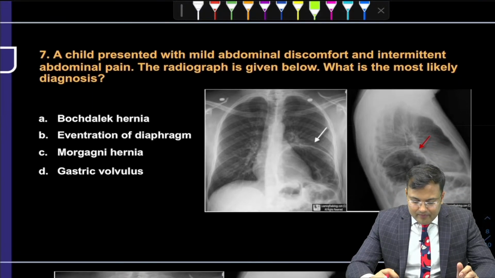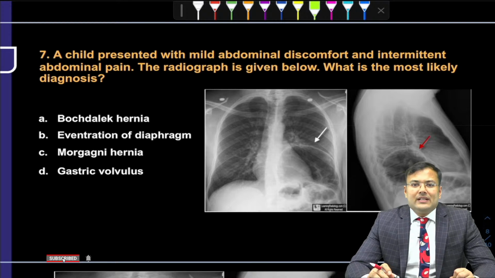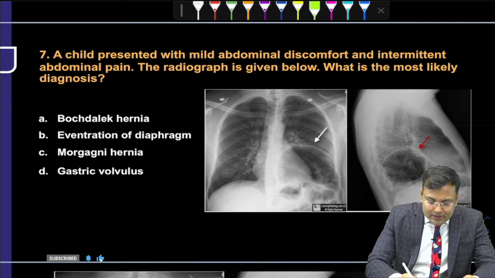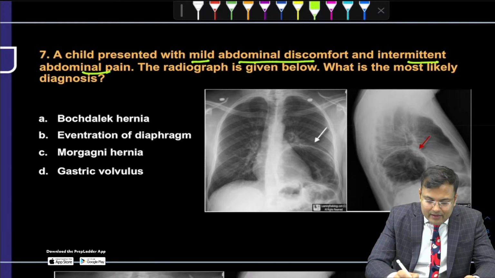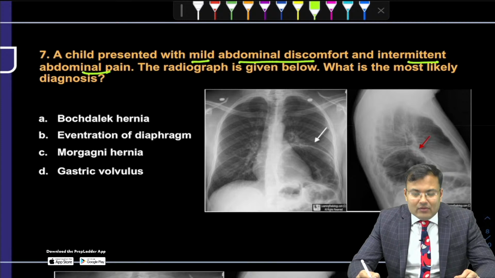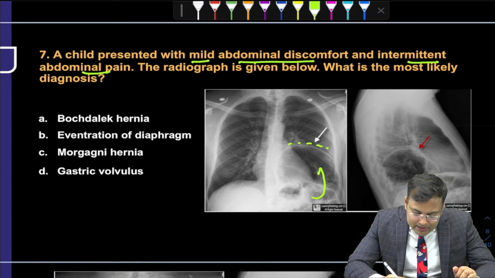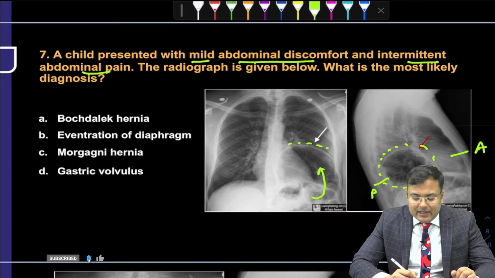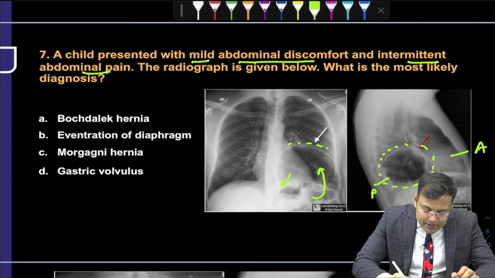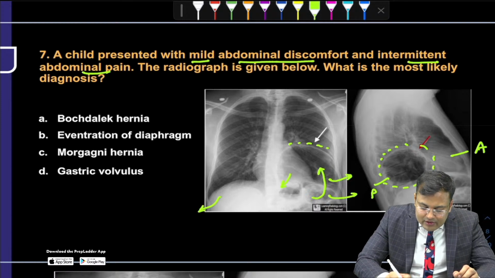Now question number 7. It's a tricky question. First you read the question, tell me the answer. A child presented with mild abdominal discomfort and intermittent abdominal pain. Radiograph is given below. What is the most likely diagnosis? Here you can see the dome of the diaphragm and there is herniation of something. If you see the herniated content, is it located anteriorly or posteriorly, medially or laterally, on the right side or the left side?